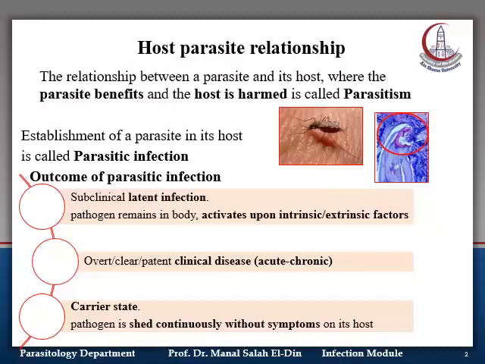And the last outcome of parasitic infection is the carrier state, which I've mentioned, where this host is without symptoms, however he sheds the infective stage in his excreta. So he is a source of infection to others, although he is without symptoms, asymptomatic.